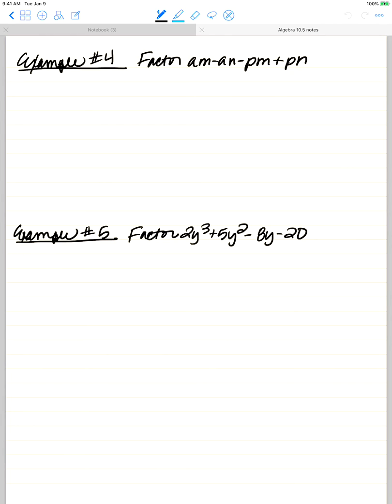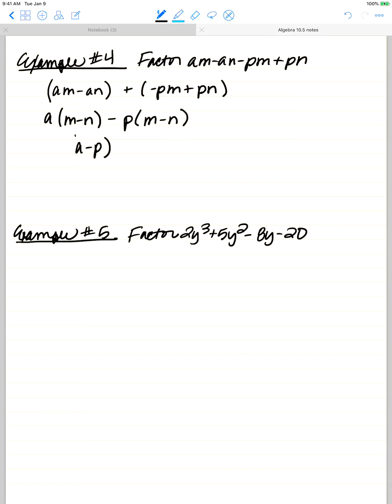Moving on to example number 4. Factor am minus an minus pm plus pn. Group these. Am minus an plus negative pm plus pn. What am I going to factor out here? M minus n. Then over here, minus p times m minus n gives me a minus p times m minus n, and I am all done. Factored completely.